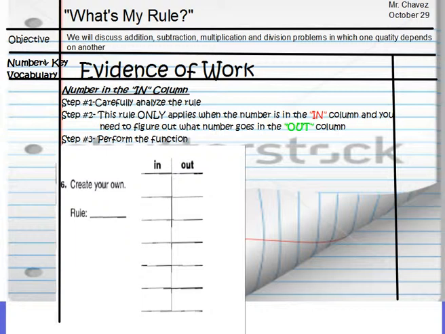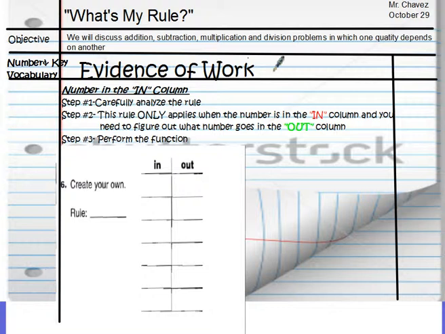your math journal needs to be, again, well organized. The first column at the very top: What's My Rule, followed by your name and date. The second row is the objective, the objective that I just discussed. The third row, number and key vocabulary. That will take care of the column going down, so we could put numbers there.